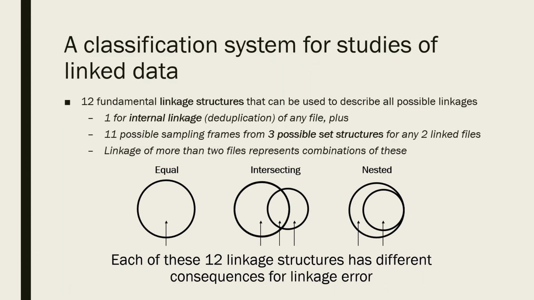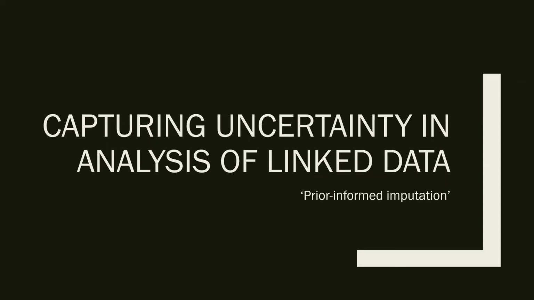And by understanding which of these 12 fundamental structures are at play, and sometimes it's combinations of these, especially if you're dealing with more than 2 files, you can identify what the implications of linkage error are in terms of conventional biases, which can then facilitate quantitative bias analysis and/or statistical sensitivity analysis. Now I'm going to hand back over to Harvey to talk about imputation.